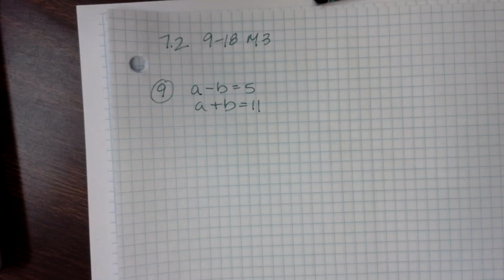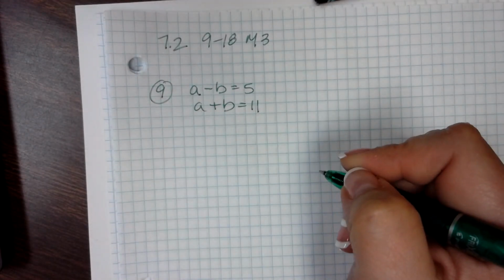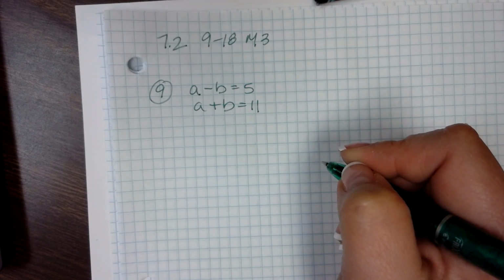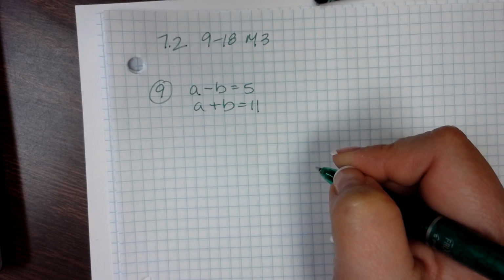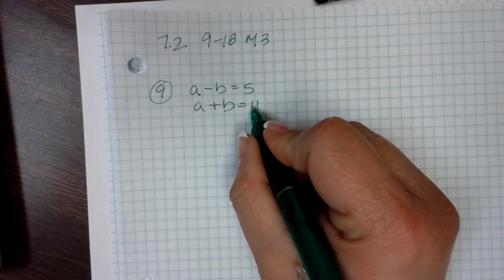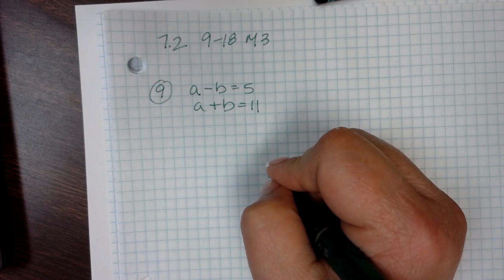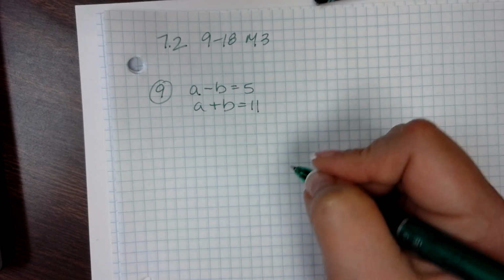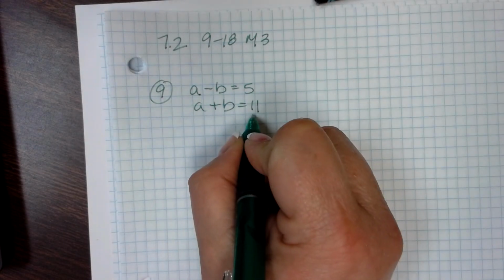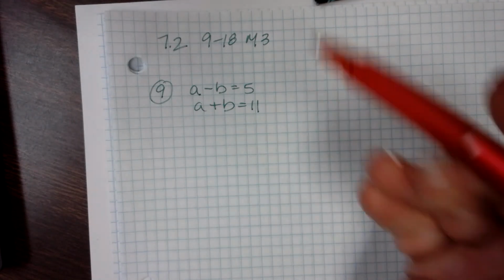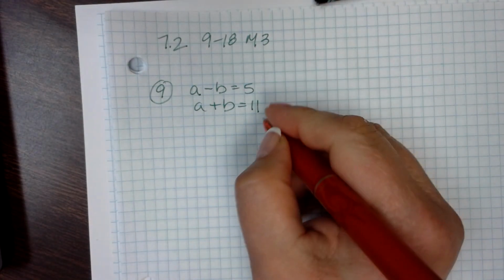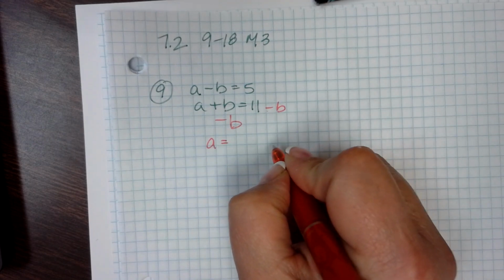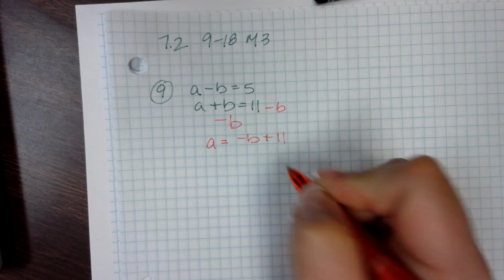All right, so I didn't look at this very well before I started it, but really you don't need any graphing paper, I don't think. It looks like we're doing solving by substitution. So what that means is we're going to take one of these equations and solve it for A or for B. It doesn't matter, we can take the second one. I'm going to take the B and move it over by subtracting, so I'll have A is equal to negative B plus 11.